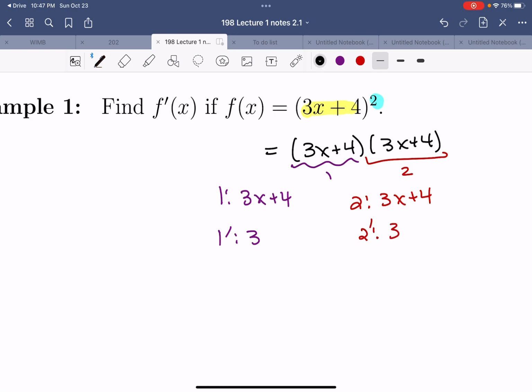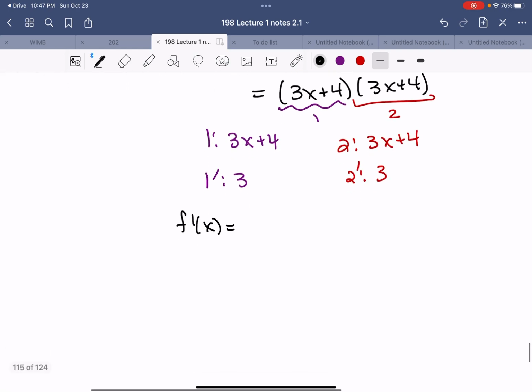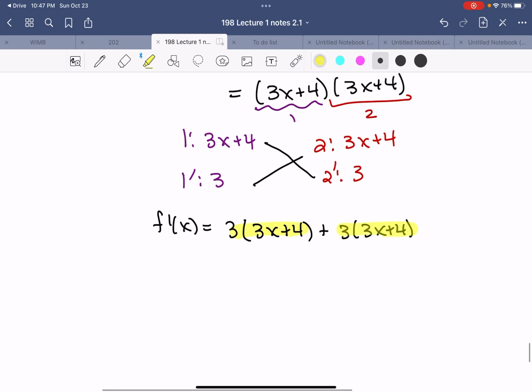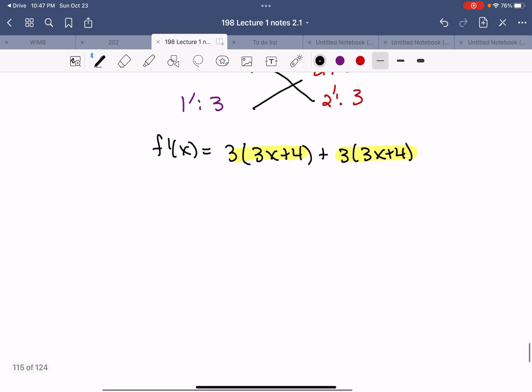So when we put the full derivative f prime of x together, we get 1 prime 2, which is 3, times 3x plus 4, plus, again, 3 times 3x plus 4. And instead of distributing and combining like terms, I want us to think about the fact that this is two of the same things added together. So this is really 2 times 3 times 3x plus 4, okay?